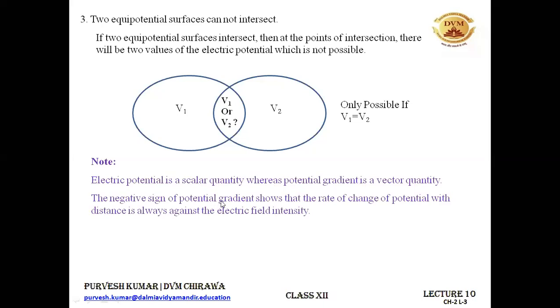Also, when we derive this formula, we'll have a negative sign with the potential gradient, and this shows that the rate of change of potential with distance is always against the electric field intensity. We'll discuss this second term when deriving the formula for the potential gradient. First, we need to find the formula, and then I'll come back to this point. Only then will it be clear why there is this negative sign, where it comes from, and what its significance is. So first, derive the formula for potential gradient.